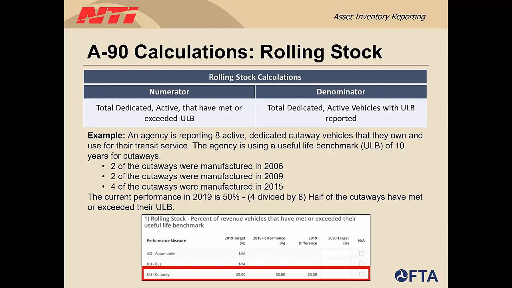Based on that information that would be reported in the A30 revenue vehicle inventory form, the current performance for the cutaway asset type on the A90 would be 50%. 4 of the 8 reported cutaways have met or exceeded their useful life benchmark. On the A90 form, as you can see at the bottom of the slide here, it will show 50% in the current performance column. And here it shows the year. So every year you will see the corresponding year. So 2019, that would be the current year performance for report year 2019, and those will update based on the NTD report year.